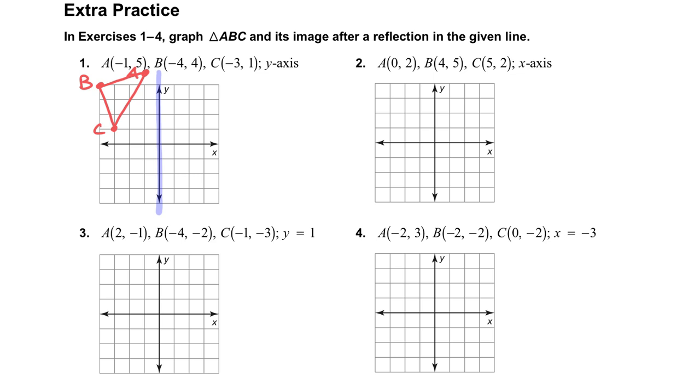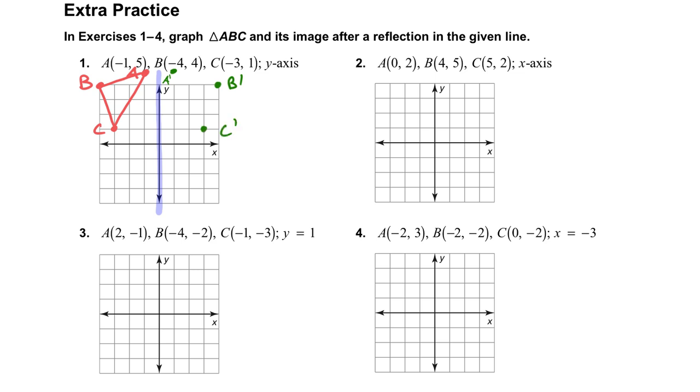Now, one way I could do this, and this is how I'll model this first one, is to count how many spaces away I am from the line of reflection. So if I look at A, I am one space over on the left, so I need to go one space over on the right, and that will become my A prime. Then I can look at point B. I am 1, 2, 3, 4 spaces away, so I can go 1, 2, 3, 4 spaces away on the right. And this is now B prime. And then C is 3 spaces away, so I go 3 spaces away on the right.